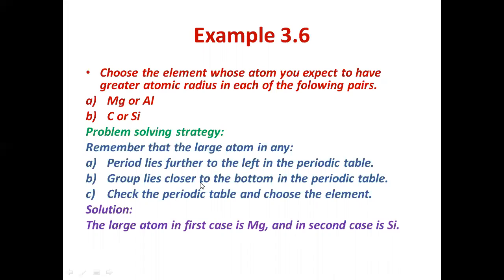And over here they say where the elements with greater atomic radius are present. They say that further to the left in the periodic table are elements with larger atomic radii, and the closer a group lies to the bottom, the larger the radii. At the left bottom of the periodic table most of the elements are present which have greater size. So magnesium in the first case and silicon in the second case have larger atomic size or radius.